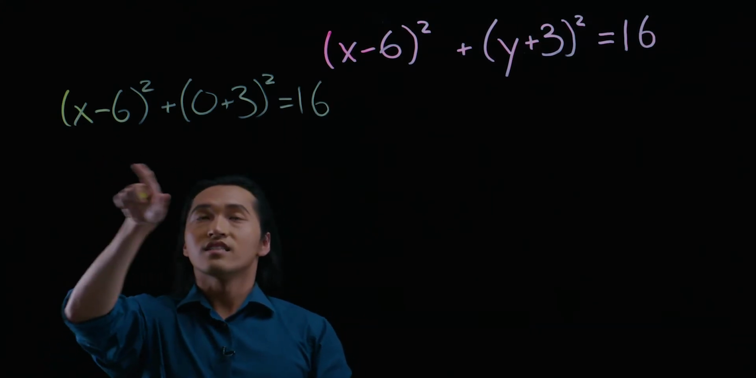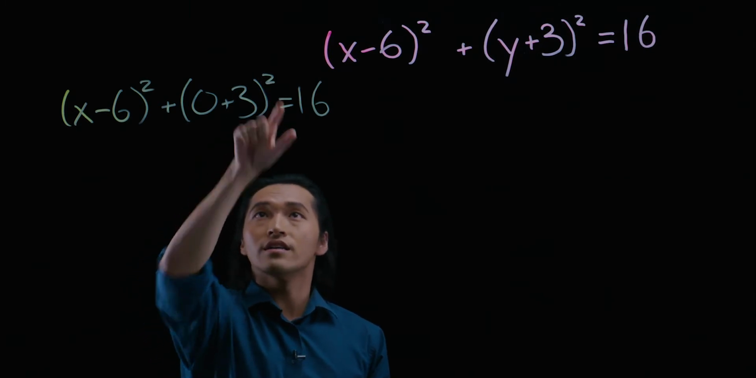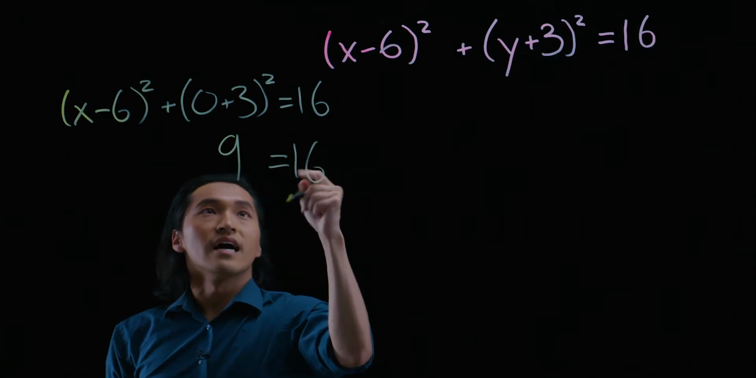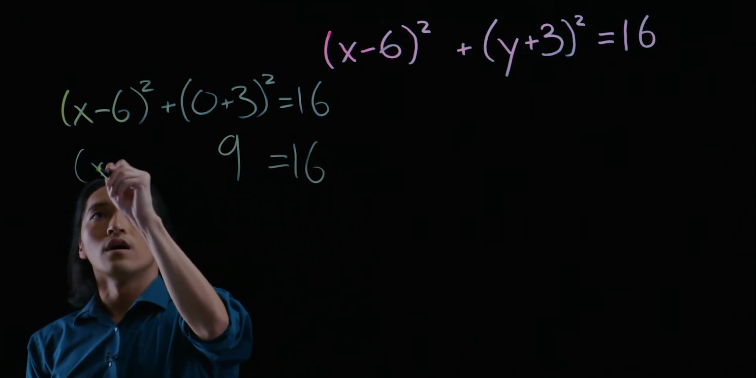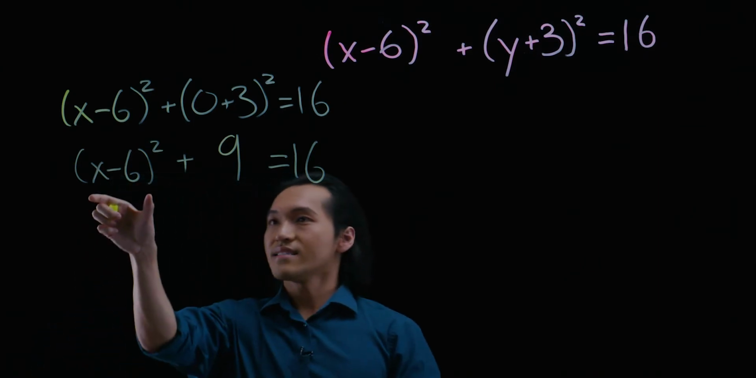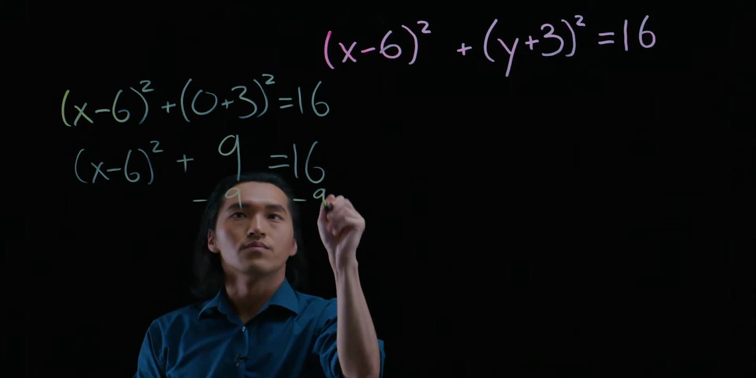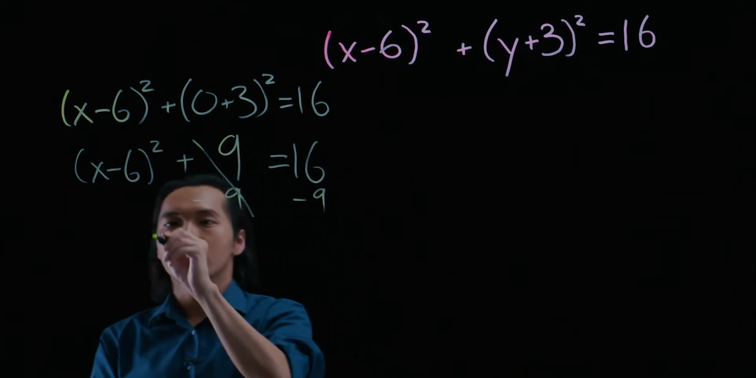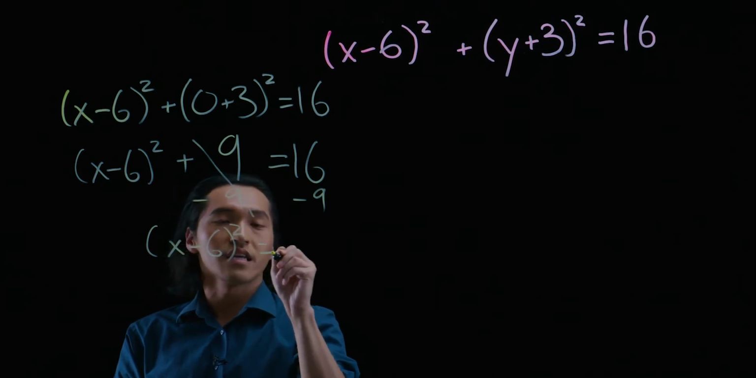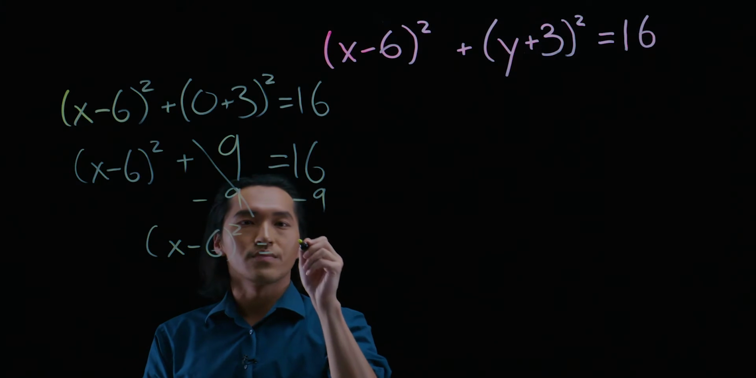So then let's simplify this a bit more. 0 plus 3 is just 3. 3 squared is 9. So this becomes a 9. 16 is still there. We'll drop all of this down as well. So now to isolate the x, we want to move the 9 over. So we subtract 9 from both sides. This cancels that out. We're left with (x minus 6) squared is equal to 16 minus 9, which is going to be 7.